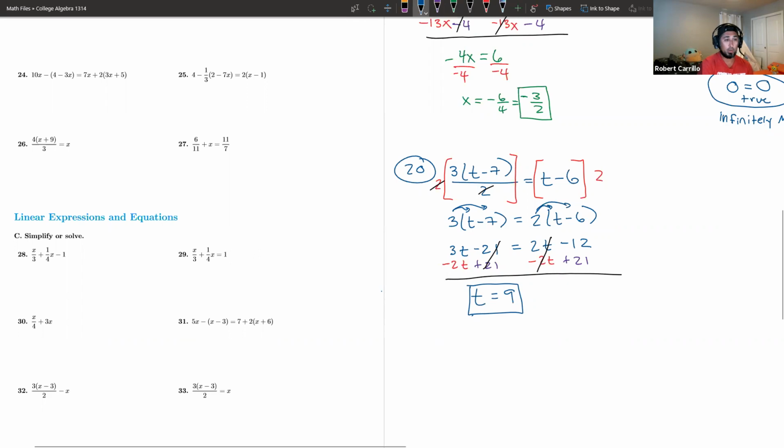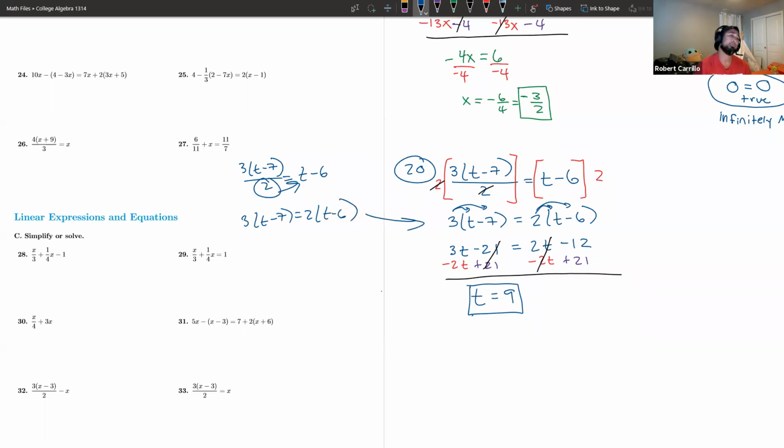And always, of course, there's another way to handle this. If I rewrote this, all you have to do is take this 2 and multiply it to the right side. And we're there. So that's another option as well.